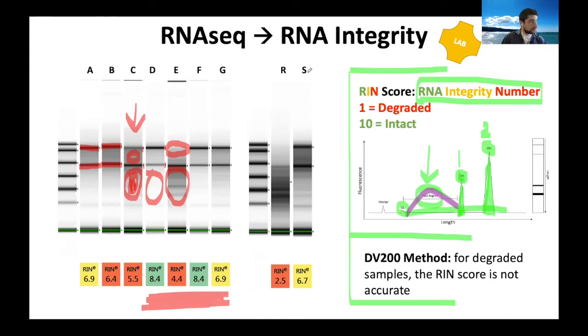And then you go to R. R is absolutely degraded. There's no 28S or 18S peak. There might be a small 18S peak, but it's difficult to say. And then you have a huge amount of RNA in the fast region.